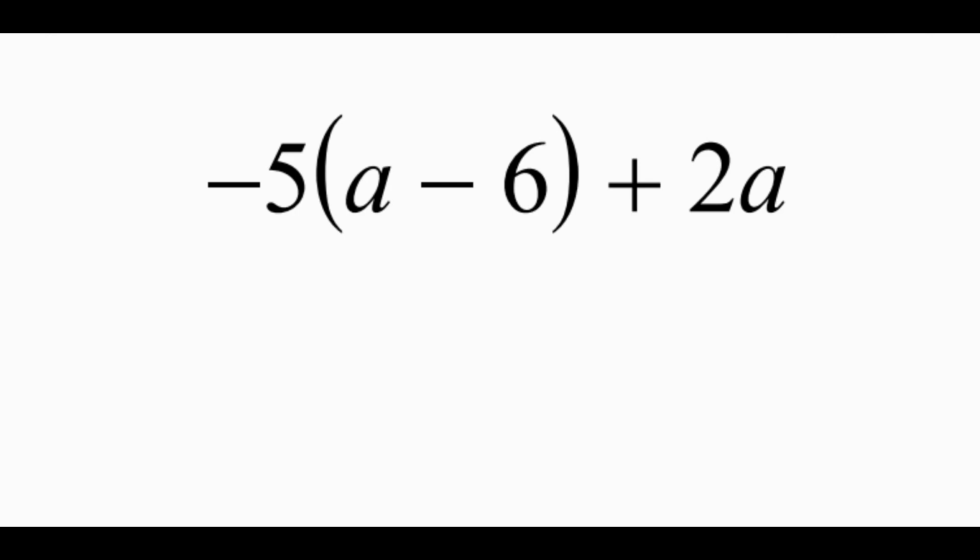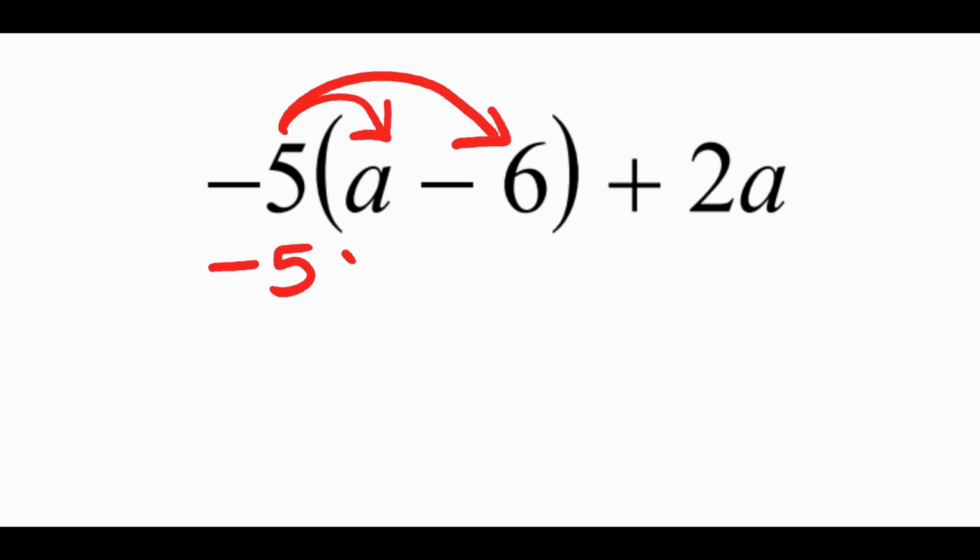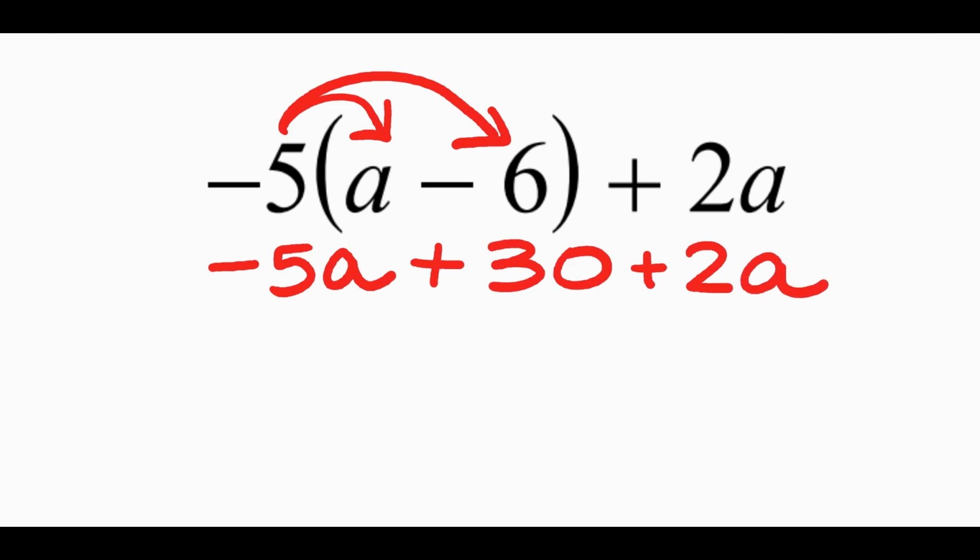Negative 5 times a minus 6 in parentheses plus 2a. So the first thing I'm going to do is distribute. Negative 5 times a is negative 5a. A negative times a negative is a positive, and 5 times 6 is 30. And then don't forget to bring down the plus 2a.